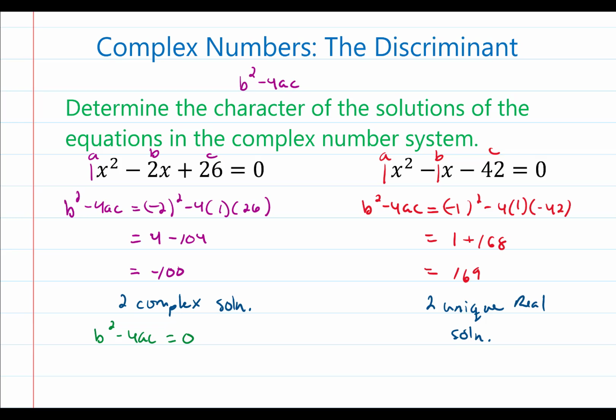So it's either negative, which means there are two complex solutions that contain the imaginary part. It is positive, which means there are two unique real solutions, or it's 0, which means that there is one real solution that is repeated or has a multiplicity of 2.